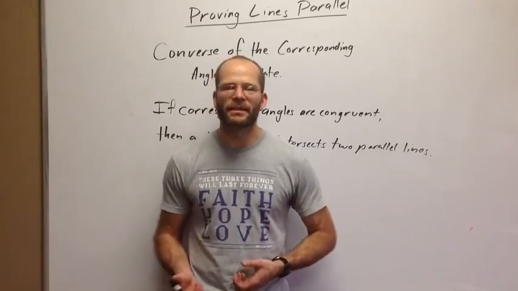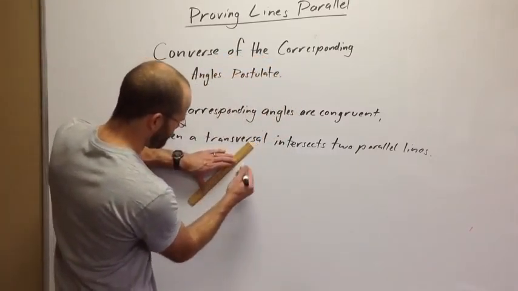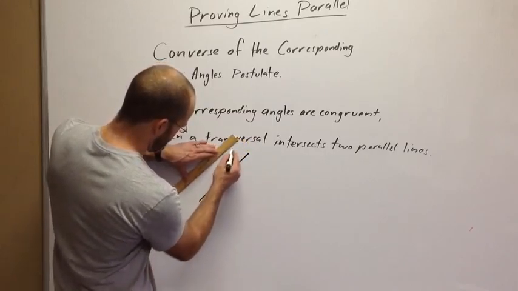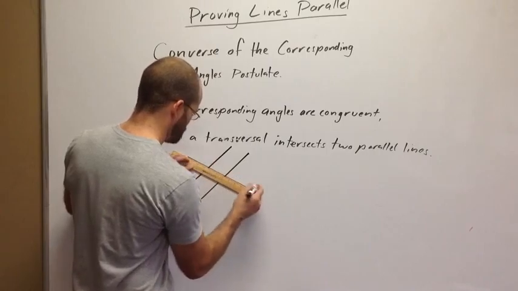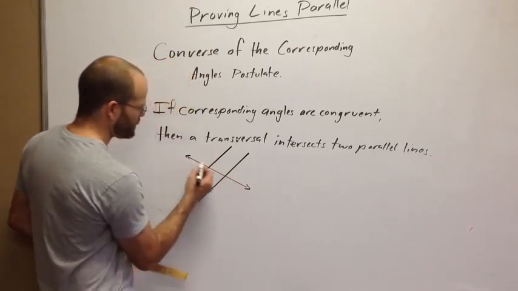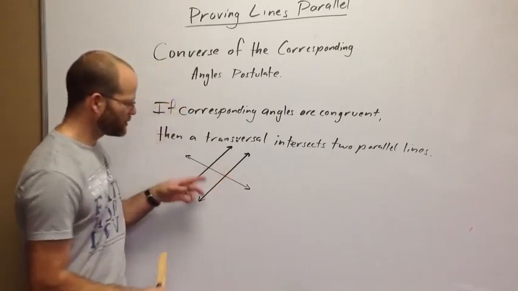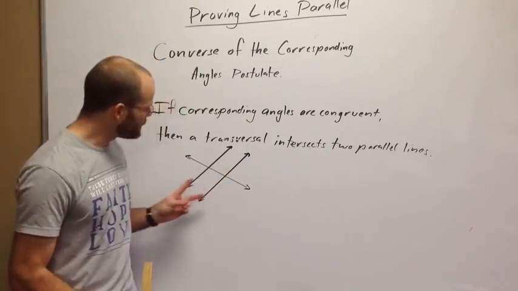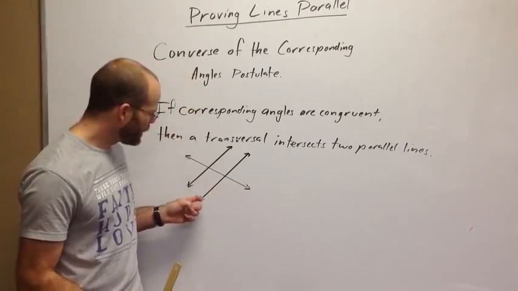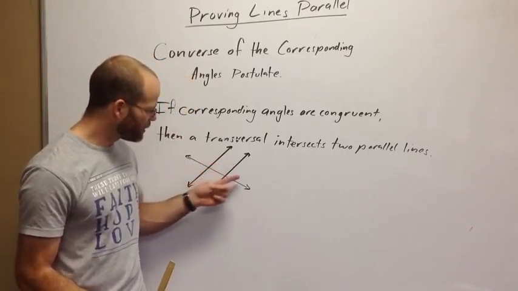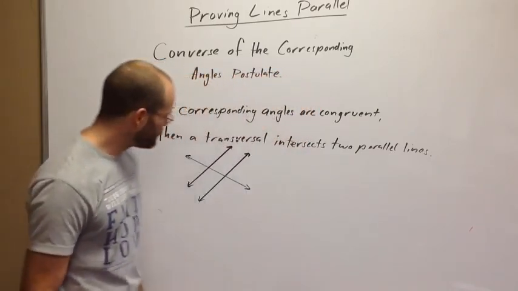Okay, what does that mean though? Let's just take a look. Suppose I have a transversal and two lines here. These are two coplanar lines and the transversal. Notice I don't know that these are parallel lines. I have no way of figuring that out. I certainly don't have symbols on them, nor do I have any information that tells me that, and I certainly haven't told you that.